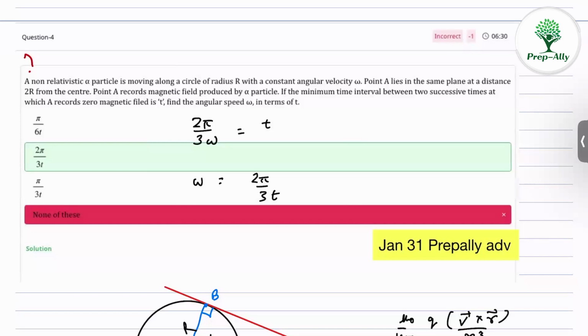What have you put as the answer? Sir, I put none of these, sir. But you are getting 2 pi by 3t, no? Yes, sir. I think I made some mistake then, sir. Okay. But I think the concept is clear, no? Yes, sir. Okay.